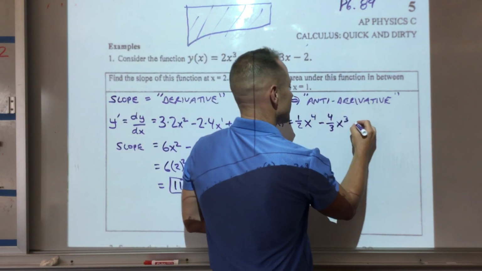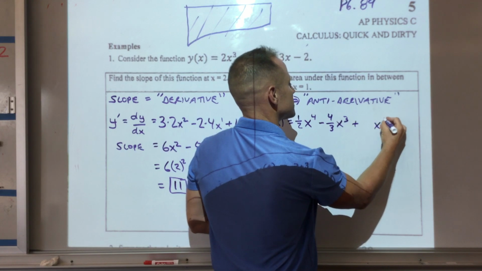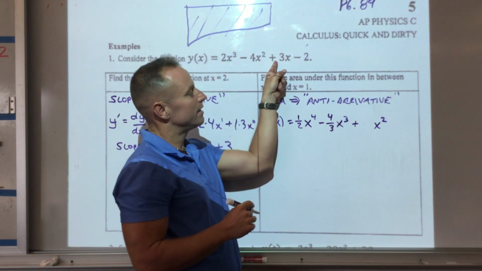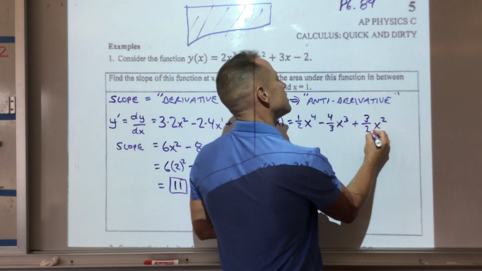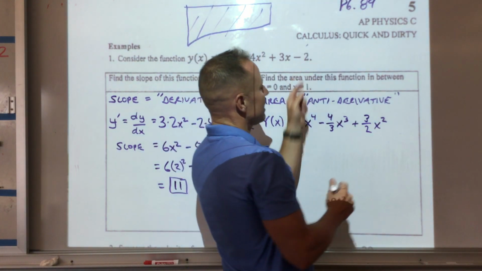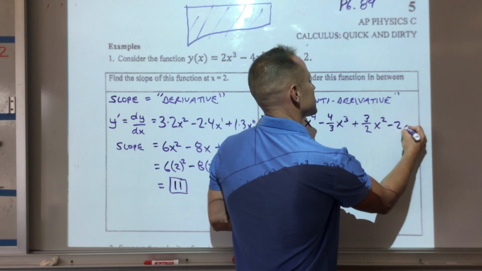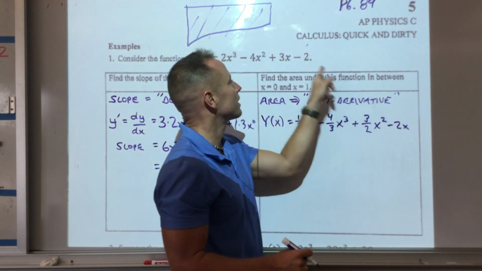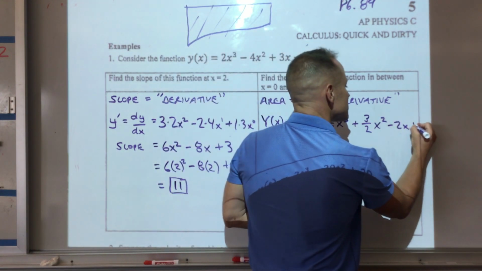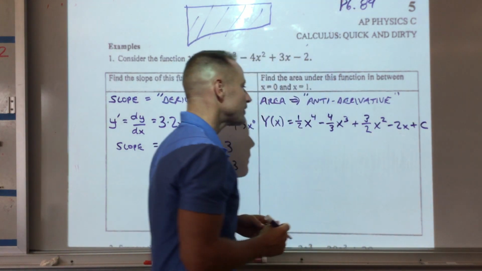This must go like x squared, so plus some stuff times x squared. We want a 3 here instead of the 2 that we would get, so this must be 3 over 2. And then this will be -2x. Again, if you bring the 1 down, you'll get -2. And then there's going to be this arbitrary constant, right?